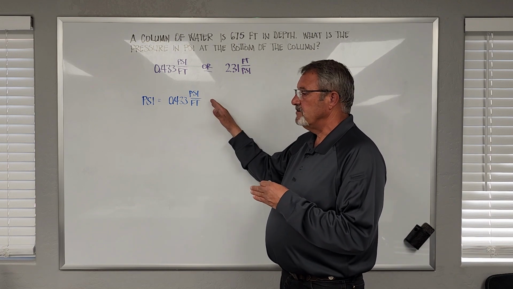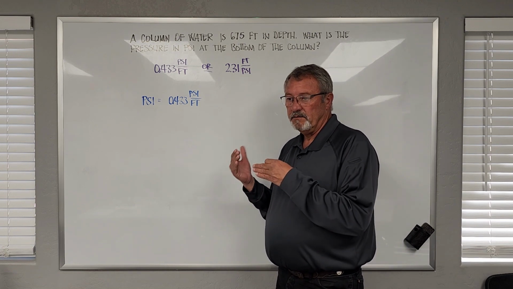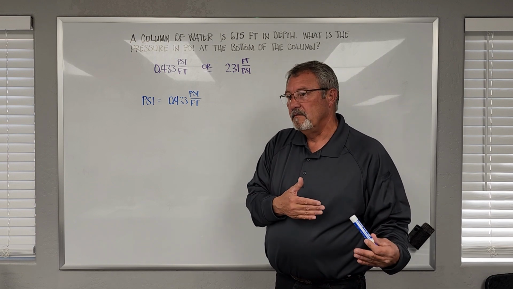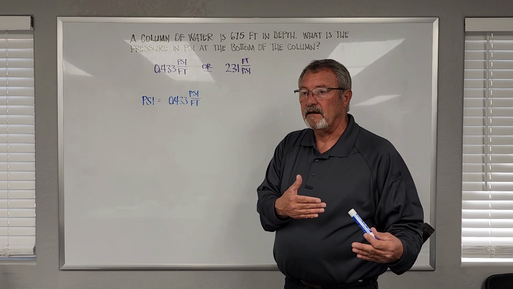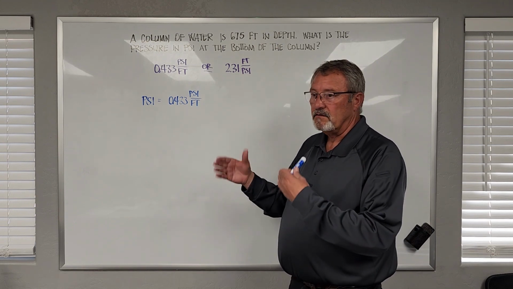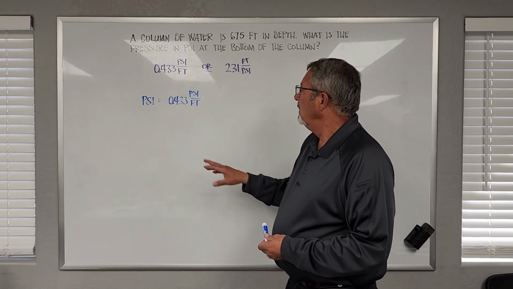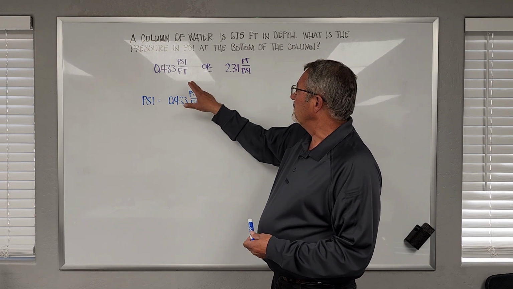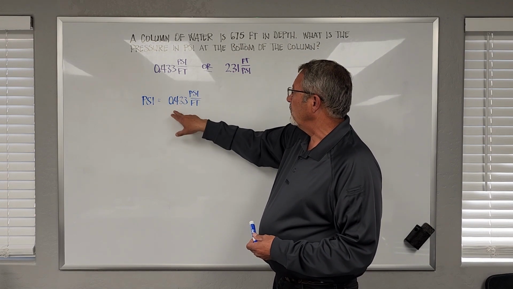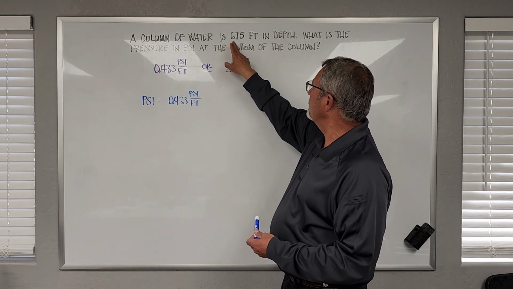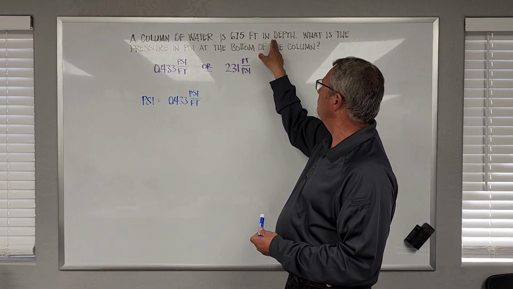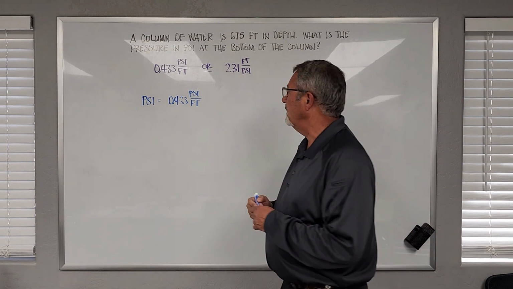Because units of measure is what helps me have confidence that I'm solving the problem correctly and getting the correct answer. So I'd love to cross cancel. Now, we know that in this conversion factor 0.433 psi per foot, the question is telling us that the water column is 675 feet in depth, right?